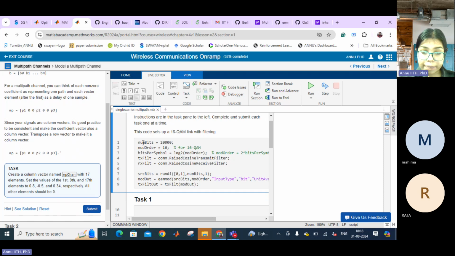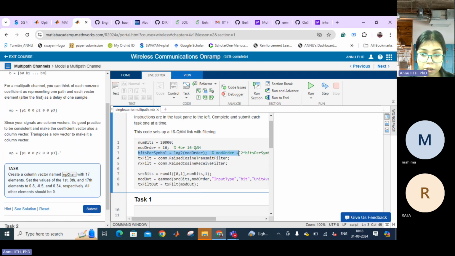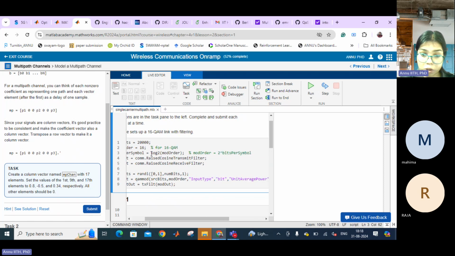Now, as we know, in the previous class we checked the number of bits; we have taken 20,000. Why should 20,000 be a multiple of 4? Because the order of modulation is 16, and log2 16 is 4, so 4 bits form one symbol. So it will be QAM 16 modulation. And that's what bits per symbol is. Mod order is equal to 2 to the power of bits per symbol. So bits per symbol is actually log2 of mod order, as we already saw in the last class.